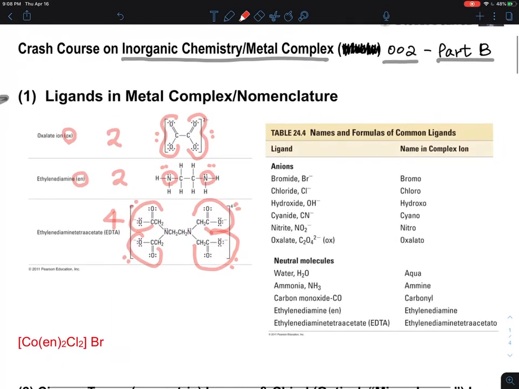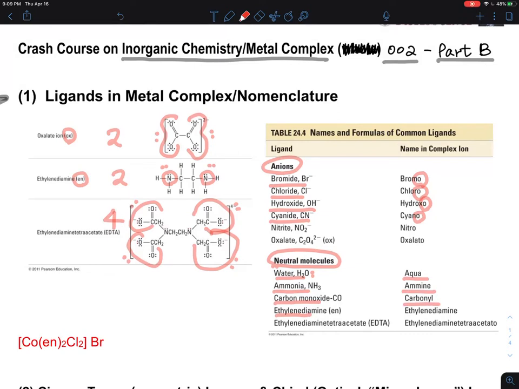Nomenclature, what you find out, it has different names. For example, cyanide, hydroxide, chloride, bromide, they are all anions, and all the anions end up with an O: hydroxo, cyano. Okay, and when you have a neutral molecule such as water, they have lone pairs. Carbon monoxide actually has a lone pair too, if you look at the Lewis structures. And these have their own names: aqua, imine, carbonyl, for those molecules.